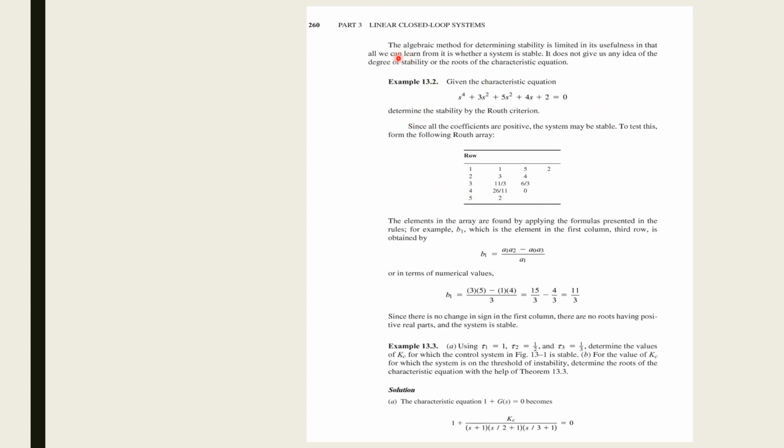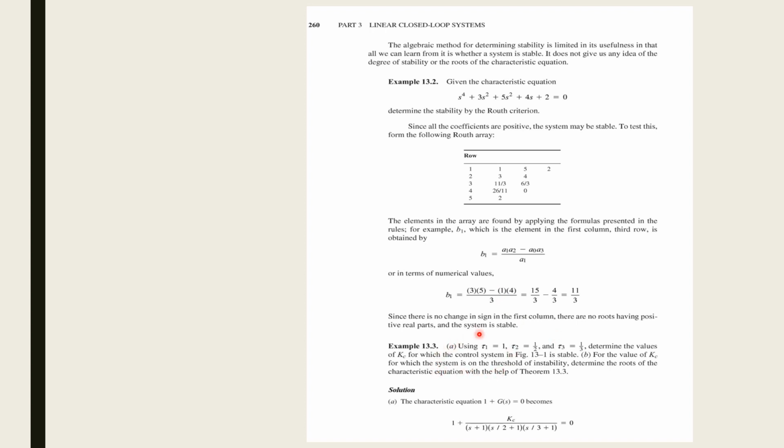Just a note here, from the book: the algebraic method for determining stability is limited in its usefulness in that all we can learn is stability. It does not give you how stable it is, or how close it is to the imaginary axis. You just know it's stable, and how many roots have made it not stable, but how much stability there is, I mean how close it is to the imaginary axis, we do not know. We have to solve the roots for that purpose.